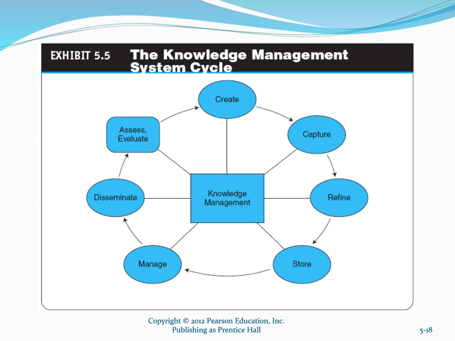Exhibit 5.5 exhibits this knowledge management system cycle, if you will, of creating, capturing, refining, storing, managing, disseminating, and then assessing and evaluating again as the cycle goes through over and over again.